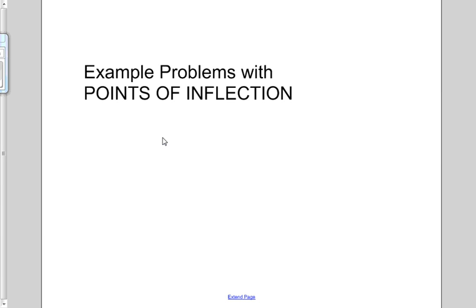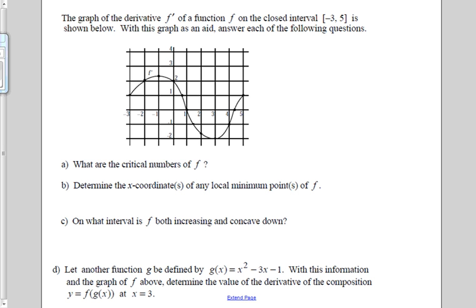Let's do some example problems with points of inflection. So here we go. Here's a graph of the first derivative. And the first question says, what are the critical numbers? Well, remember, critical numbers are where the first derivative is either 0 or undefined. So 0 there, 0 there. So what are those numbers? When x equals 1 and maybe 4.3.